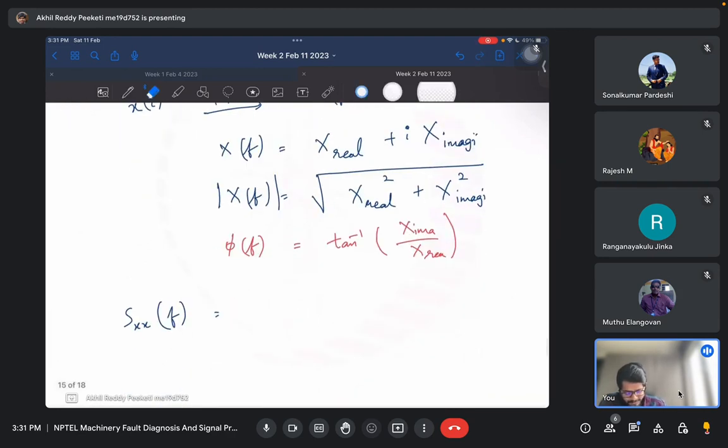Before going to the auto power spectrum, there is one more thing I should tell you. So this is the signal. Now there is something called the conjugate.